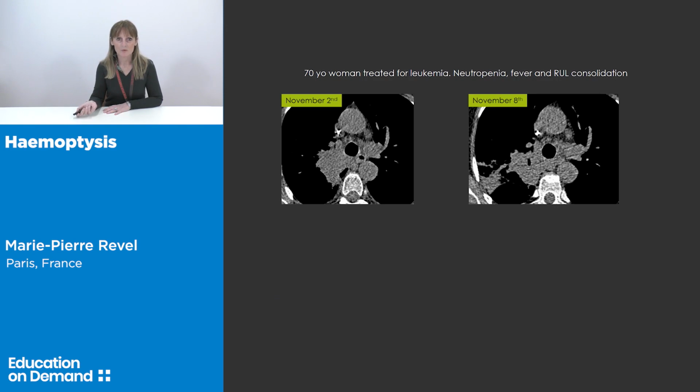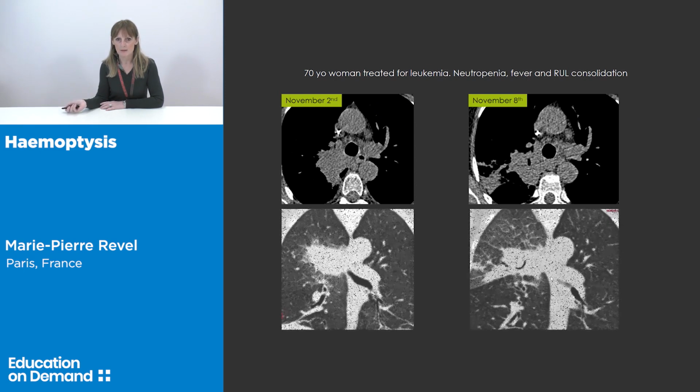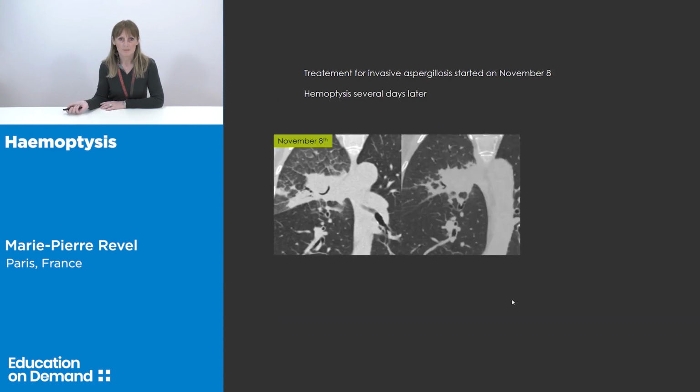Patients treated for leukemia sometimes experience very severe neutropenia, and this is the condition to develop very invasive fungal infections. So this was the case of a 70-year-old woman, and she presented with a fever and a right upper lobe consolidation. Several days after, you can see that there is here a cavitation, which is more obvious on the coronal reformation, but no bleeding.